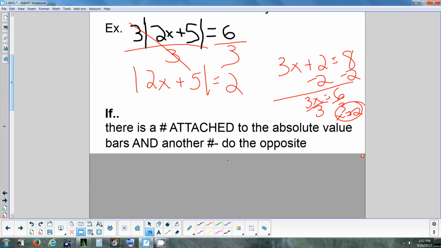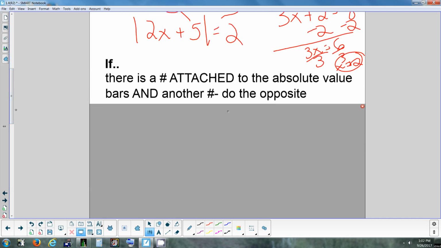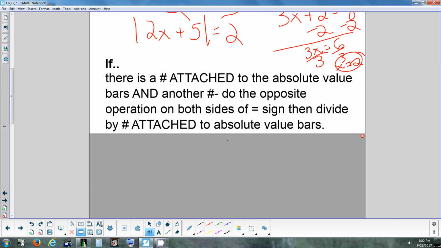So like I said, think of the absolute value as one big variable. You don't have to write that down. I'm just showing you an example. All right? When we do it, we're going to do it the exact same way. So just like we kind of did here, we'll do the opposite operation on both sides. So whatever's outside the absolute value bar, we'll plus or minus that first, depending on what the sign is. Then we'll divide by the number attached, like we did in the first example.